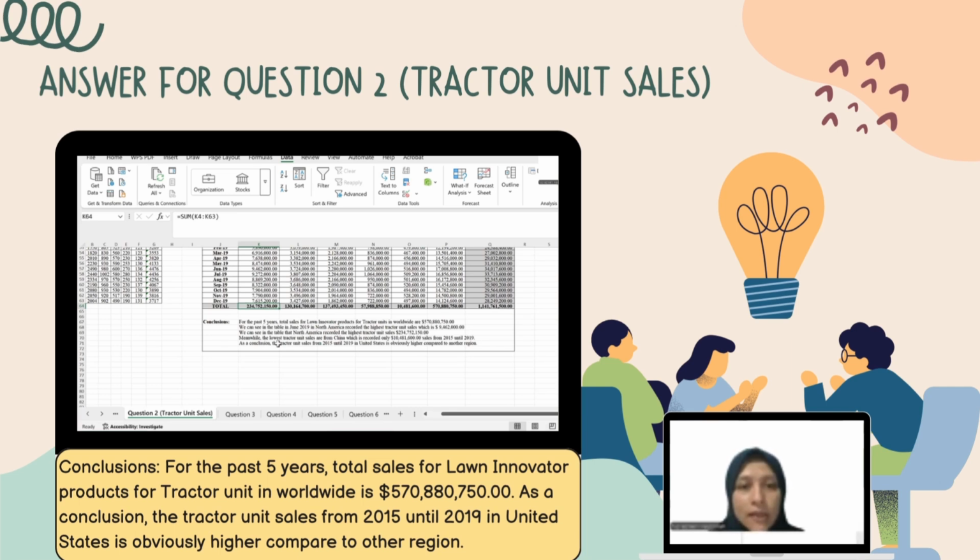$234,752,150. Meanwhile, the lowest tractor unit sales are from China, which recorded only $10,481,600 in sales from 2015 until 2019. As a conclusion, the tractor unit sales from 2015 until 2019 in the United States are obviously higher compared to the other regions.